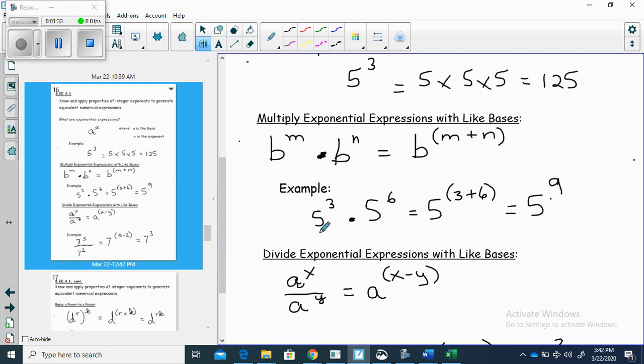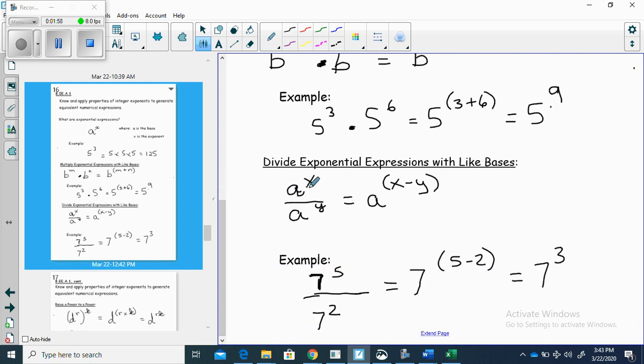Here's an example. If I have 5 raised to the third power times 5 to the sixth power, I have the same base. In both cases, they're 5. What I do is I add the exponents. That gives me 5 to the 3 plus 6 power, or 5 raised to the 9th power. That would be 5 times itself 9 times.